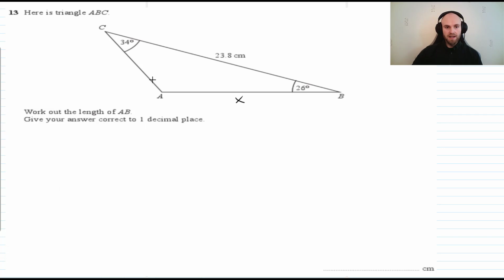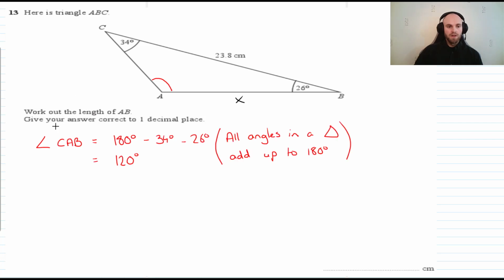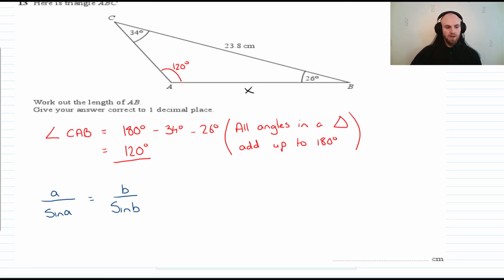So if you can see this angle here, this angle CAB, we're given the other 2 angles in the triangle, which are 34 degrees and 26 degrees. So we can use this to find the angle at CAB. So we can say the angle CAB equals 180 degrees, the total of the angles in a triangle, subtract 34 degrees, subtract 26 degrees, and that is going to give us 120 degrees. And if we just give a reason here, we could say all angles in a triangle add up to 180 degrees.